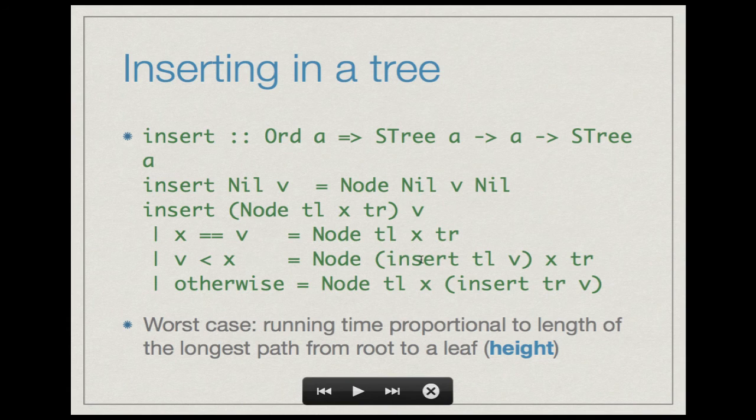So you first compute insert tl v and then make that the left tree of this tree, which is given by Node (insert tl v) x tr. Otherwise, which means that v is greater than x, you insert v in the right subtree, Node tl x (insert tr v). Again, in the worst case, the running time of this routine is proportional to the length of the longest path from root to leaf, or the height of the tree.